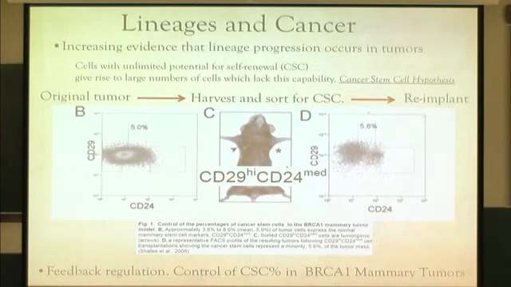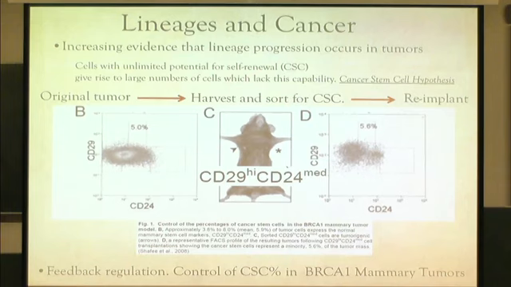And so now, how about in cancer? Well, in cancer, there's evidence that lineage progression occurs as well. And so here's an example where, as I mentioned, these cancer stem cells are the ones that have potential for indefinite renewal.